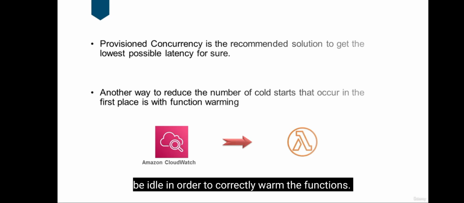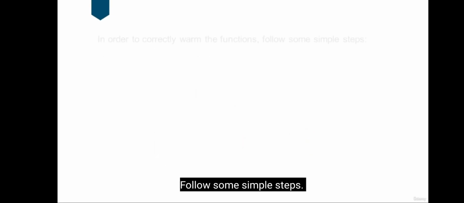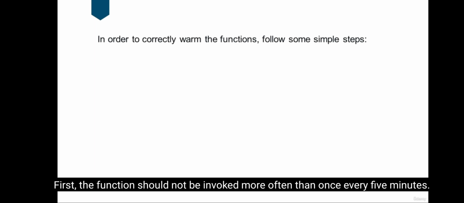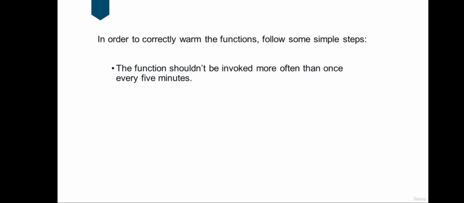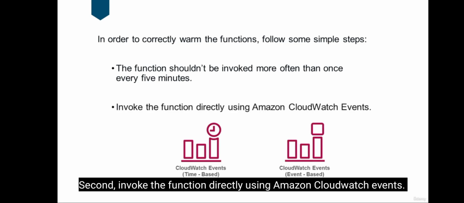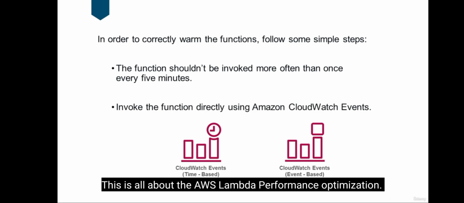In order to correctly warm the functions, follow some simple steps. First, the function shouldn't be invoked more often than once every 5 minutes. Second, invoke the function directly using Amazon CloudWatch events. This is all about the AWS Lambda performance optimization.